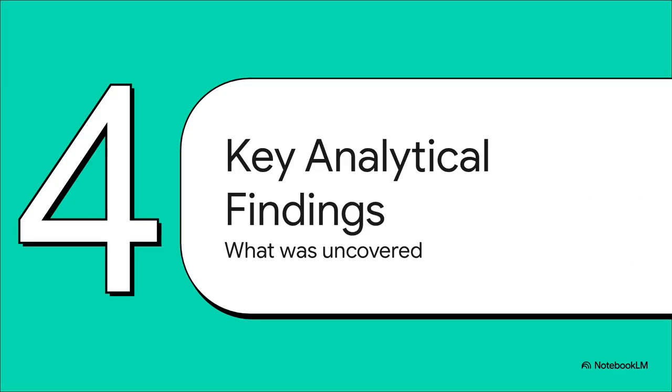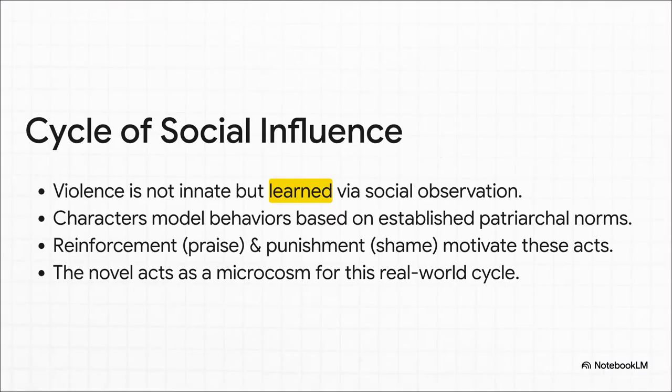So after putting the novel under this theoretical microscope, what did they actually find? This brings us to the heart of the paper, the key analytical findings. Let's dig into what this unique analysis really brought to light. The biggest takeaway here is that this kind of violence isn't something people are born with. Not at all. It's learned. It's passed down through what the paper calls a cycle of social influence. The characters in the book are just modeling the behaviors they see around them, behaviors rooted in deep patriarchal norms.